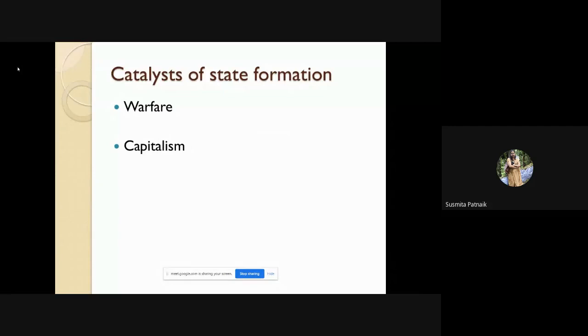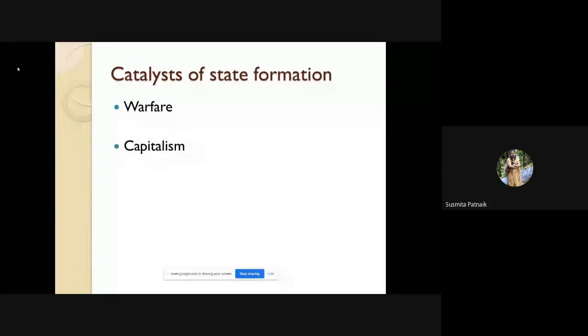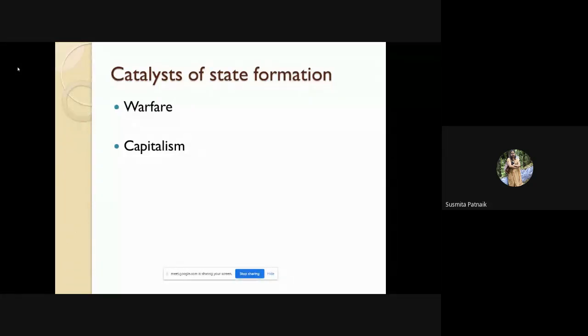So there are two ways by which the state was formed. The first is the war way, and the second is the capitalism way. What do you mean by the war way? It means the state is a political entity which can be established only through war.